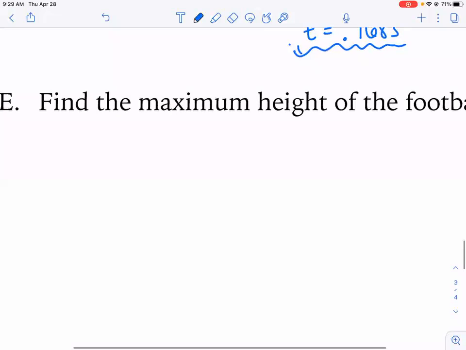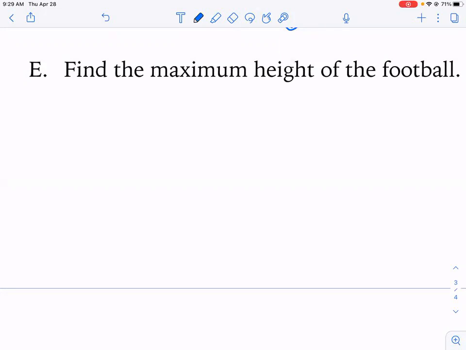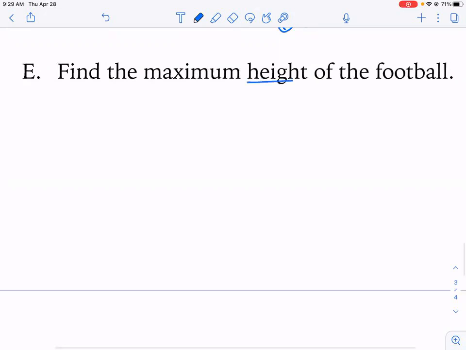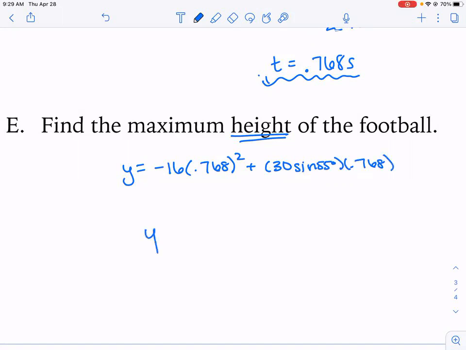Okay. Find the maximum height of the football. Ooh, we know when it is the maximum height, right? So all we have to do is plug that time in. We want to know the maximum height, so we need the y equation. And we'll plug in our 0.768 for t.